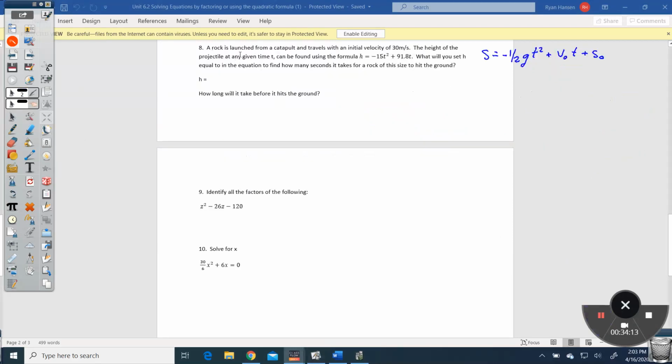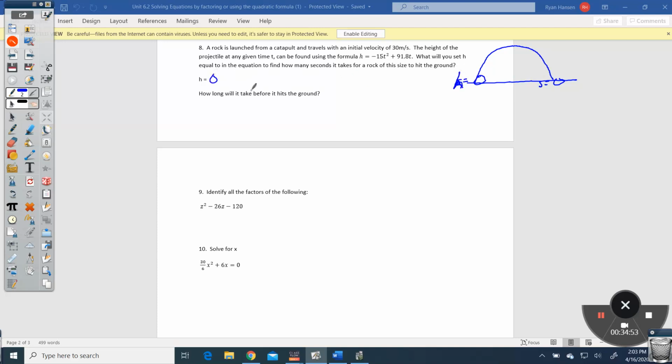Okay, so a rock is launched from a catapult and travels with an initial velocity of 30 meters per second. The height of the projectile at any time given t can be found using this formula. What will you set h equal to in the equation to find how many seconds it takes for a rock of this size to hit the ground? Well, if the rock's going to hit the ground again, it hits the ground at the position of 0. Okay? It's still 0. If that rock goes like this, the ground is still 0. So the height of this is still 0. So h, the height of this.